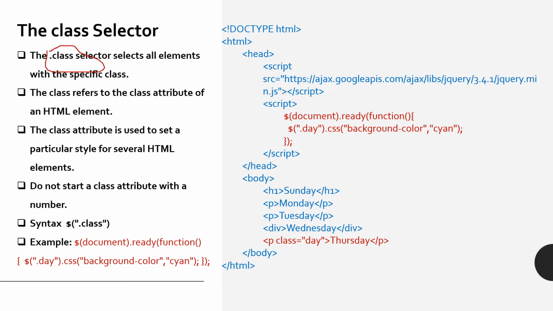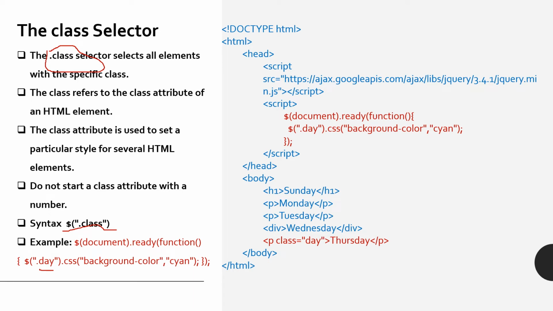So the syntax is $ of dot class name; you need to specify the class name. For example, assume the class name is day, then $ of dot day you need to specify. This is the syntax. The same action we need to perform.